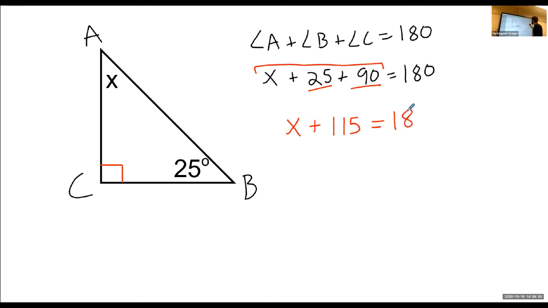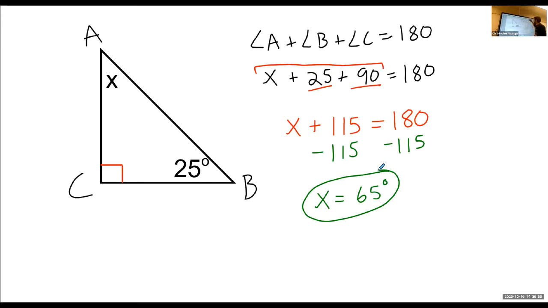equals 180. So now, like I just said, I have numbers on opposite sides of the equal sign, so I can subtract to move them together. I will subtract 115 from both sides, and I will find that my missing angle will be 180 minus 115, which is 65 degrees.